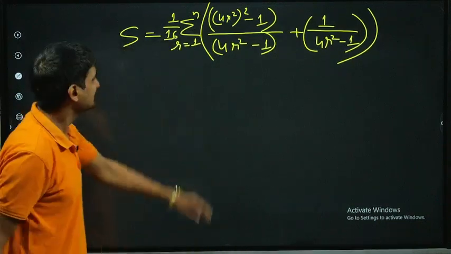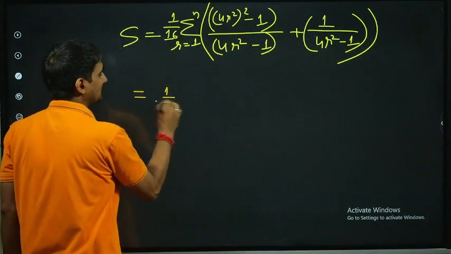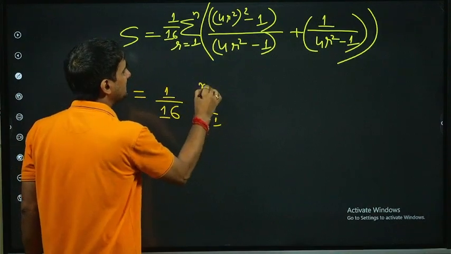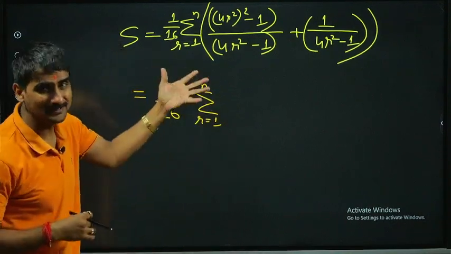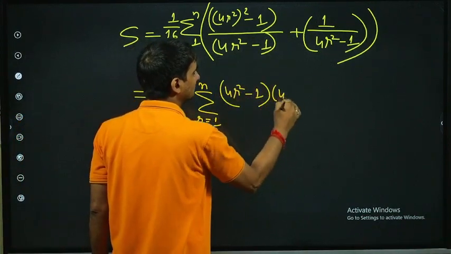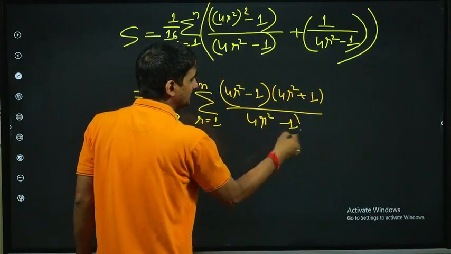Now see, we all know what to do in the first term. It's nothing but the identity for x square minus y square. So you can write it as 4r square minus 1 into 4r square plus 1. All of you agree? Hai na? Isn't that so? So that's it.